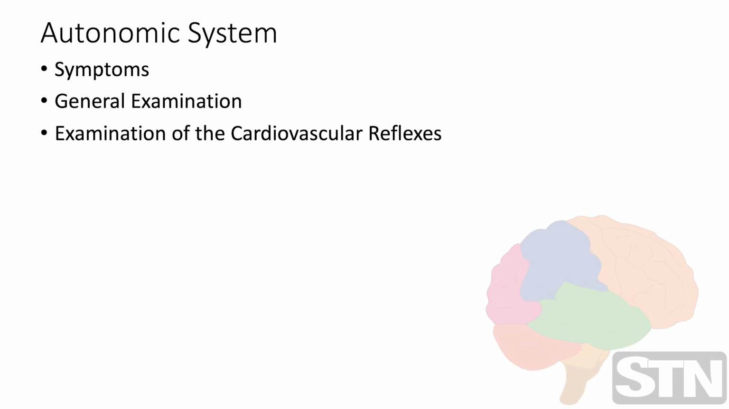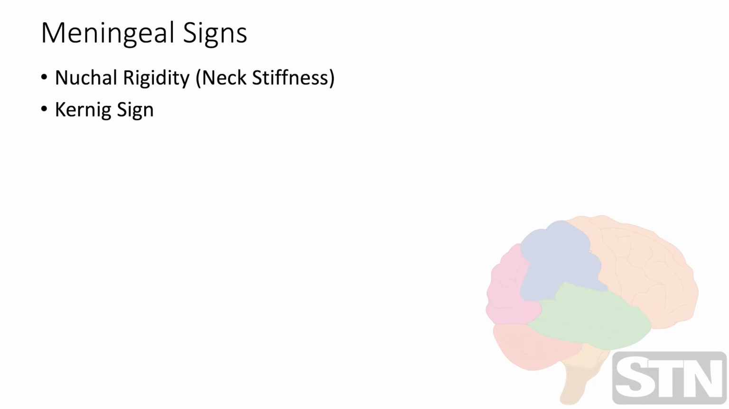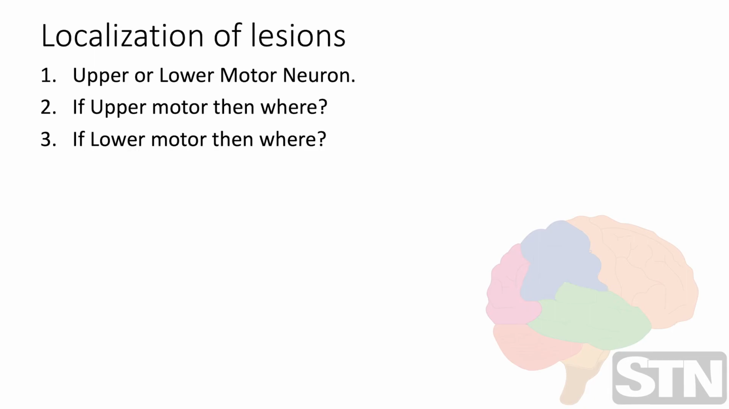The autonomic system consists of firstly the symptoms, which will decide if there is an involvement of the autonomic system, followed by a general examination and examination of cardiovascular reflexes. Then the meningeal signs, which will include neck stiffness, Kernig's sign, and Brudzinski's sign, which will be covered in the next talk.